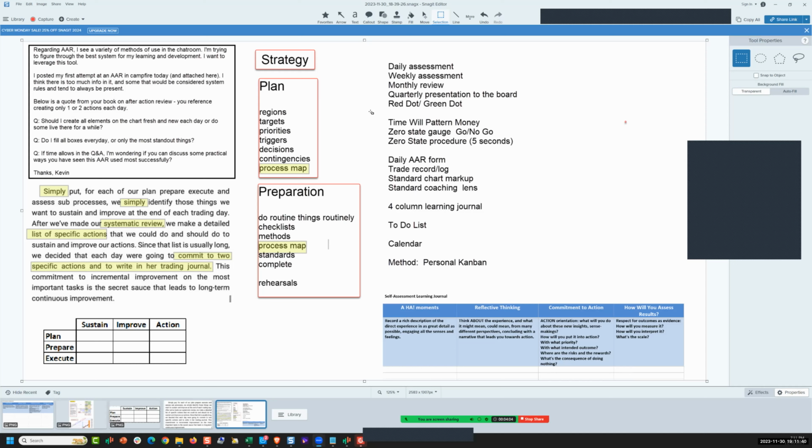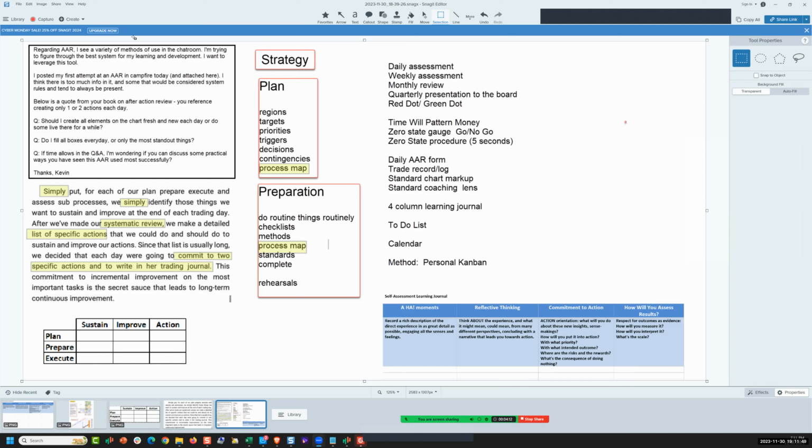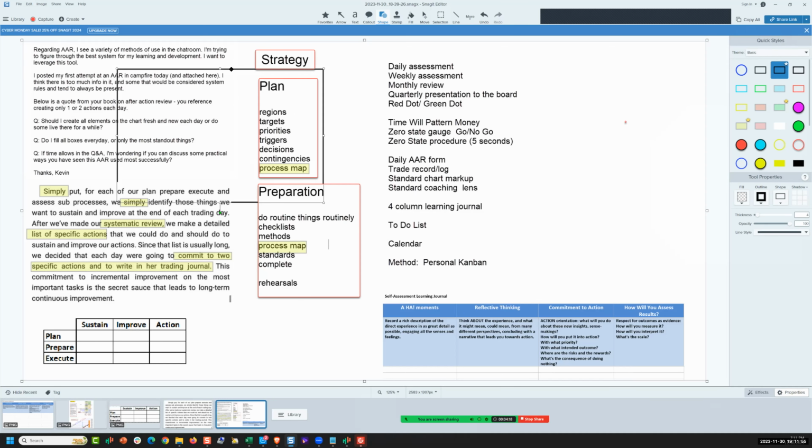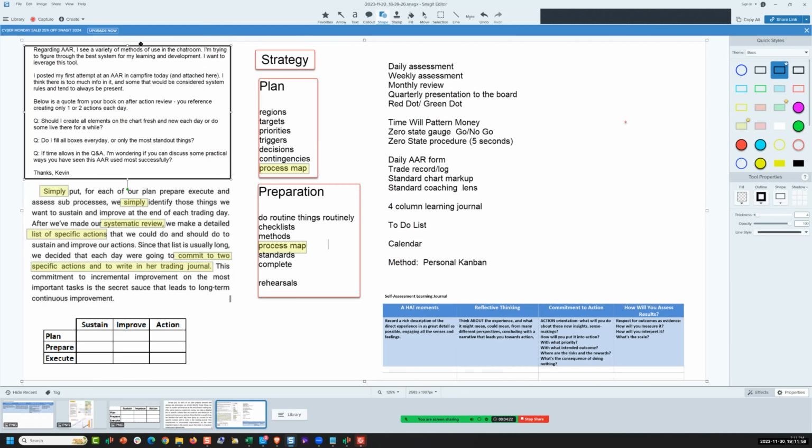Kevin asked this set of questions about the AAR, and he noticed that there's a variety of methods used in the chat room. And he's trying to work through what's best for his learning and development. He provided a sample of what he posted in the chat room for me to review. He thinks there's too much info in it, and some that would be considered system rules and always tend to be present.